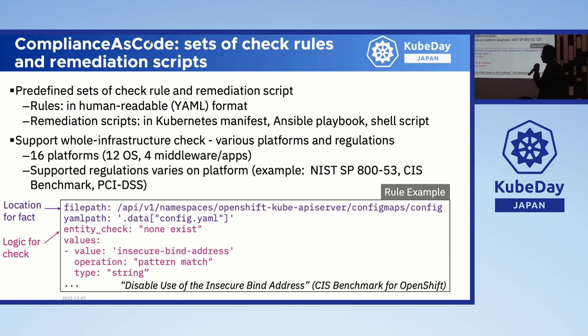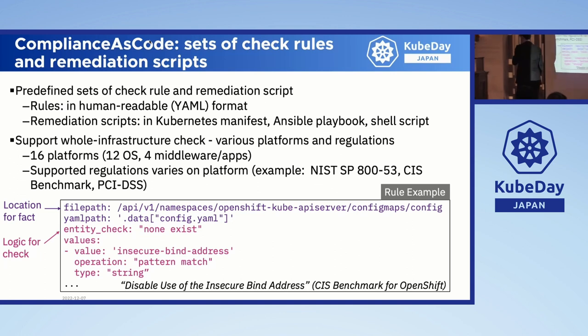It supports the whole infrastructure. I mean, it contains the operating system rules and the middleware and application rules, including the OpenShift cluster. And it supports various regulations. For example, in the case of clusters, NIST SP 800-53, CIS benchmark, and PCI DSS are supported. All of them are very popular compliance regulations or standards in the IT industry.